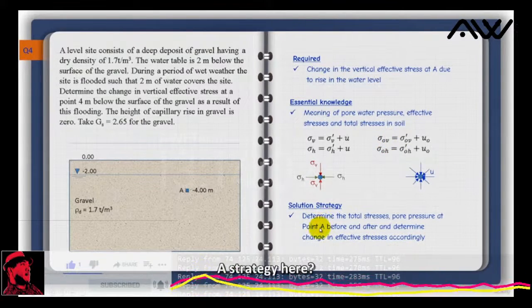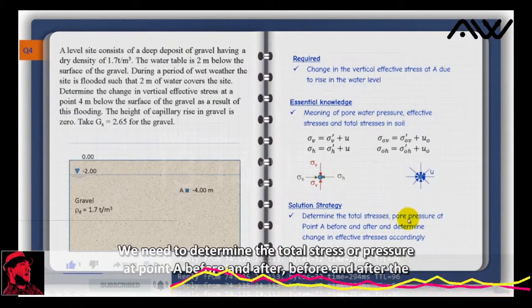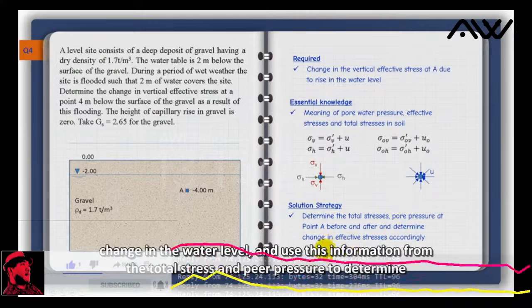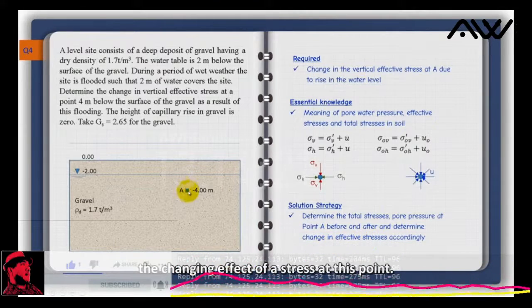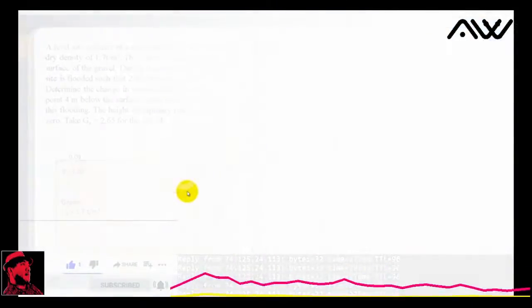What is the solution strategy here? We need to determine the total stress and pore pressure at point A before and after the change in the water level, and use this information from the total stress and pore pressure to determine the change in effective stress at this point A. So let us tackle this problem.